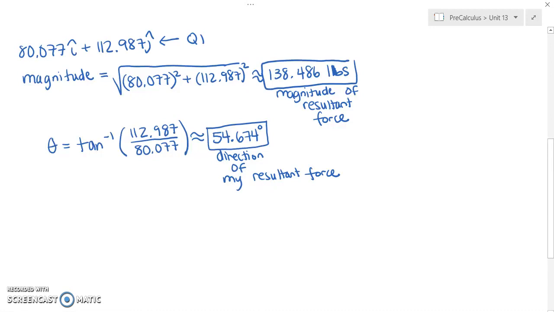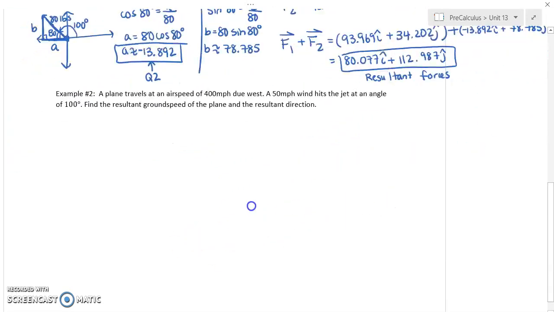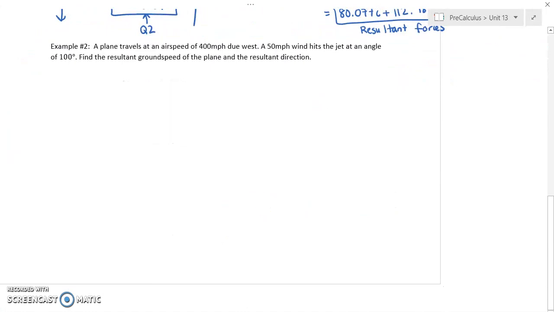All right, let's look at the last example that I have. Last example is similar to this idea. It says a plane travels at an airspeed of 400 miles per hour due west. A 50 mile per hour wind hits the jet at an angle of 100 degrees. Find the resultant ground speed of the plane and resultant direction. So this is their other way of saying find magnitude, and then they were clear on this one, finding the direction of the resultant. So we once again have two forces.